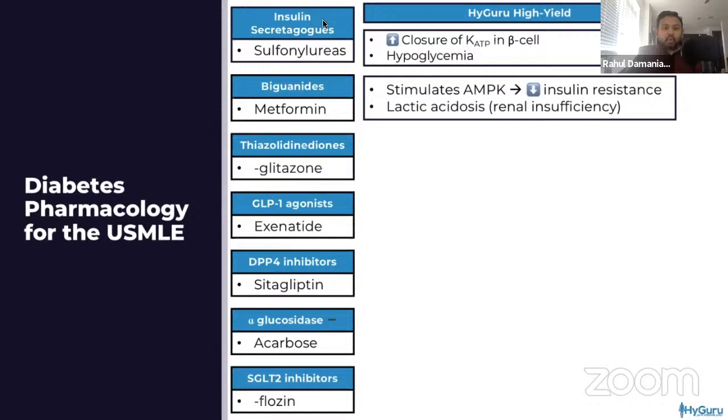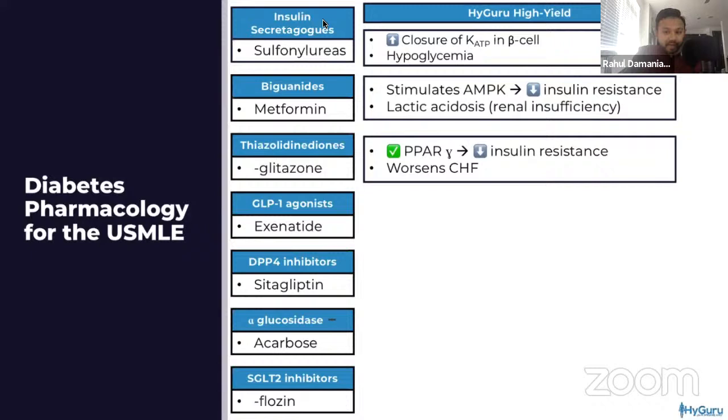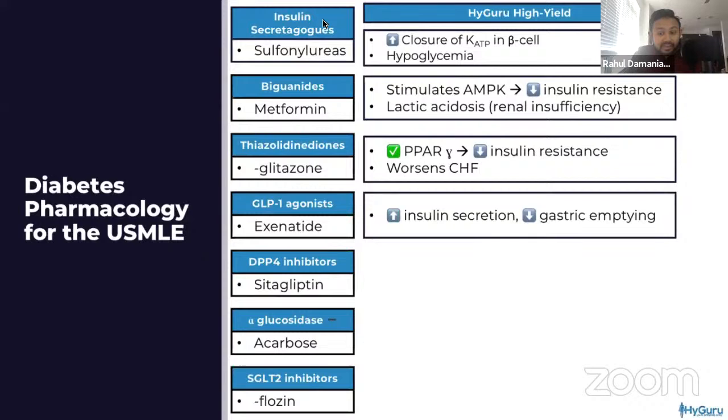Rosiglitazone and pioglitazone activate PPAR gamma, and that actually also is going to decrease insulin resistance, but they have the tendency to actually increase the fluid uptake. And that's why if you have a patient who has congestive heart failure, rosiglitazone and pioglitazone may worsen the heart failure. Exenatide is going to increase insulin secretion and delay gastric emptying. So I think of exenatide as extending the time that it takes for the stomach to empty. And so subsequently, you are going to get weight loss as one of the desired side effects.